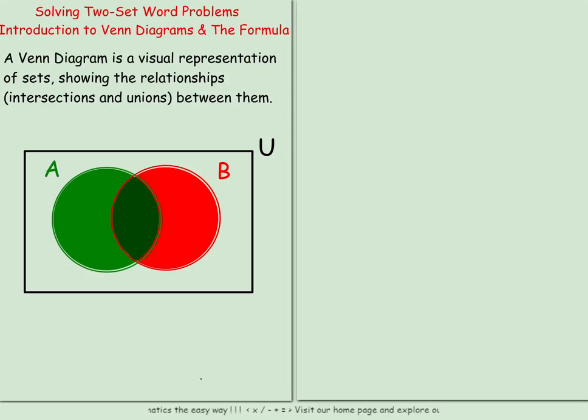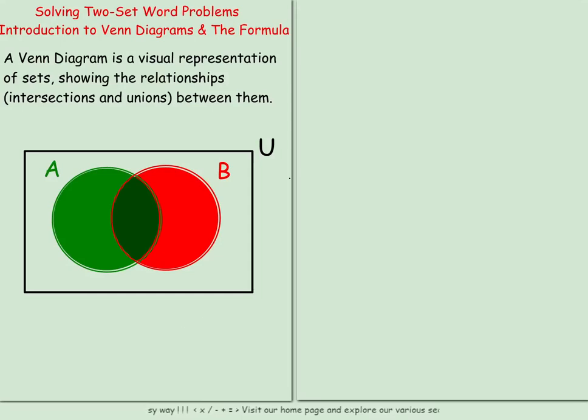A Venn diagram is a visual representation of sets, and it shows the relationship between the sets. What you see here is a sample Venn diagram. Now let's look at the structure and the various key regions.